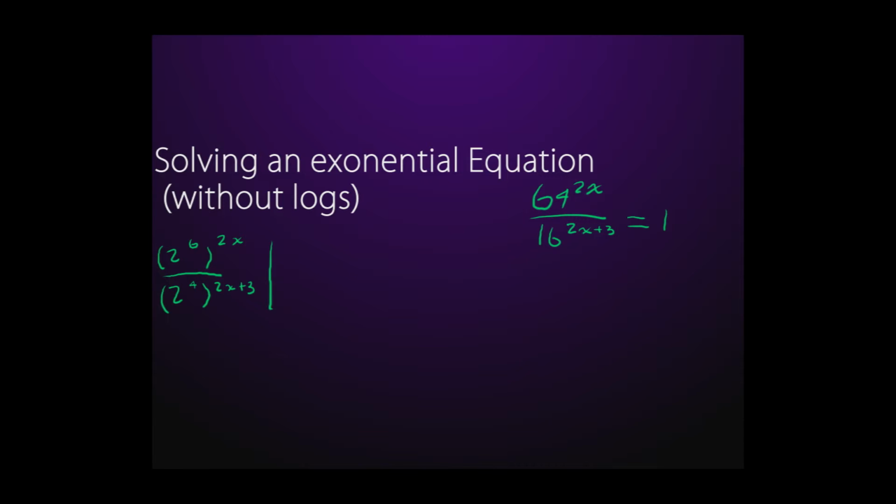Next, combine the exponents and subtract 2x by 8x plus 12. Combine these exponents and change the base of the 1 to 2. Set the exponents equal to each other and solve.